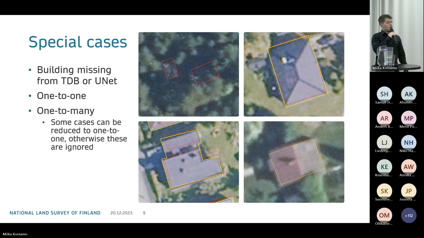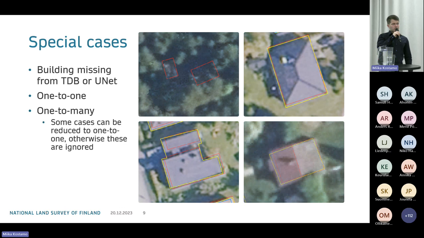On the bottom row, you can see one-to-many cases. In this case, on the bottom left, there is one AI building, that is the yellow area, and inside it there are two red areas that are the topographic database buildings. In this case, it is very hard to find the optimal position that is actually good for the topographic database, so we mainly ignore these cases.